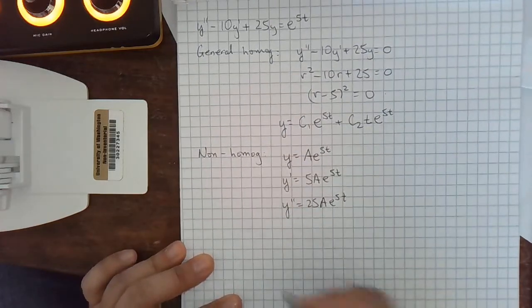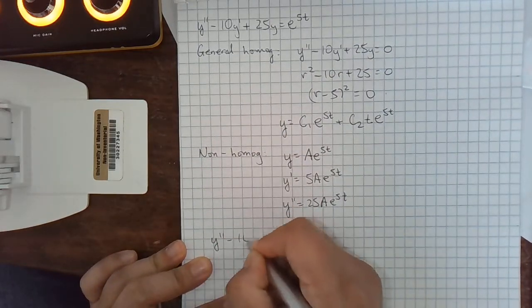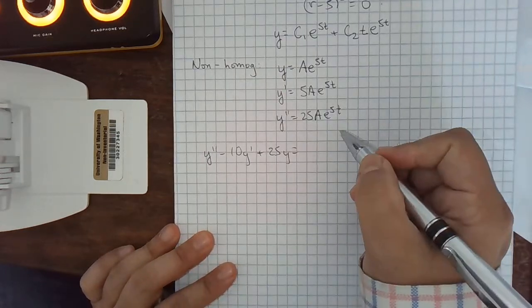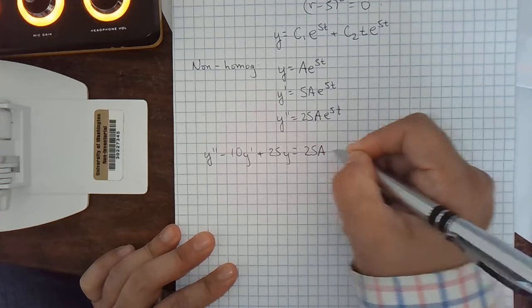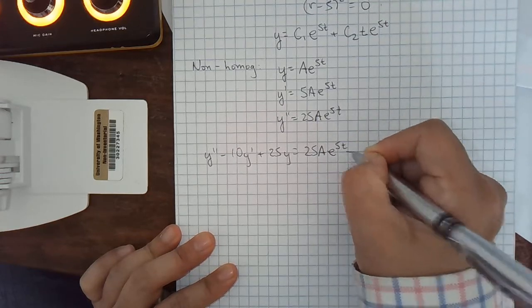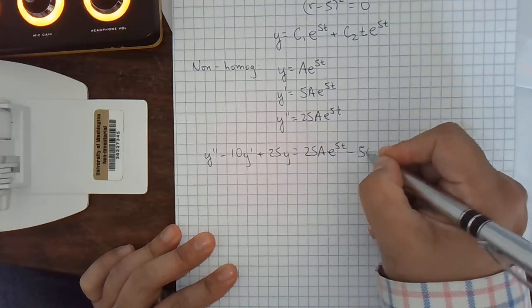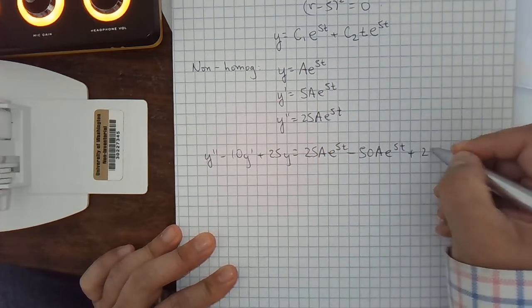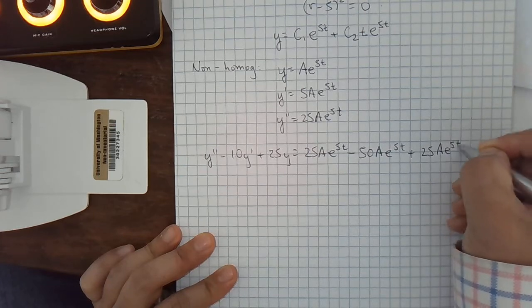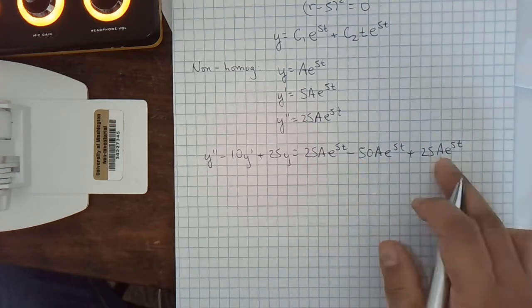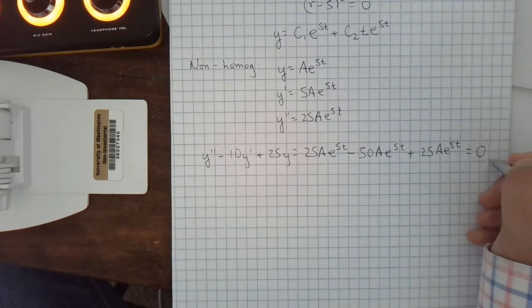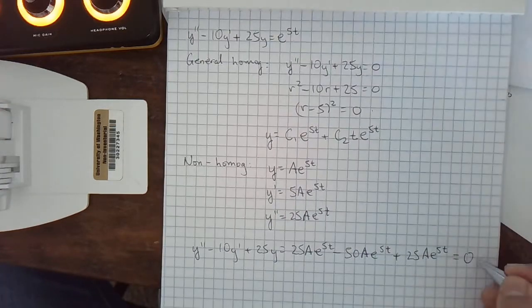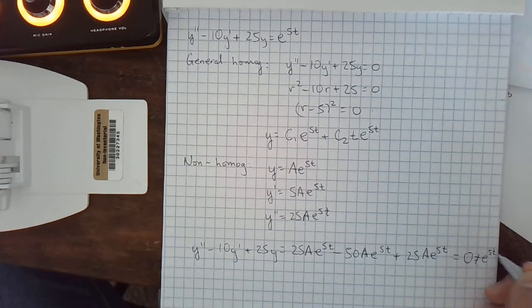So what's the original differential equation? y double prime minus 10y prime plus 25y, right? So let's put that in. y double prime is 25a e to the 5t, minus 10 times this one, which is 50a e to the 5t, plus 25 times that one, which is 25a e to the 5t. And what happens? I have 25 minus 50 plus 25 is 0, which is never going to be e to the 5t. Okay, so what happened here?